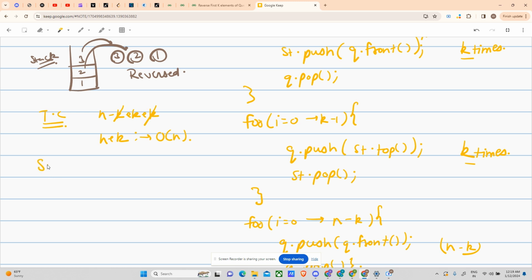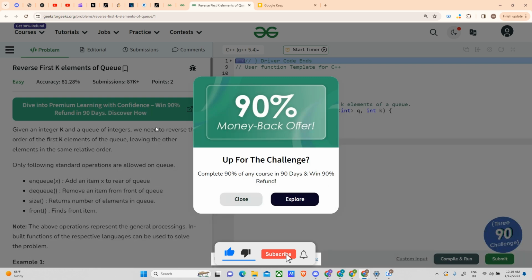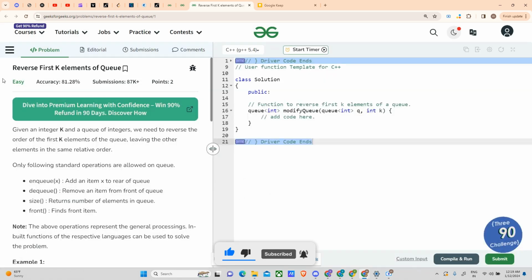And what is the space complexity? As you see, we are just using a data structure stack extra other than q. And what is the maximum size the stack will achieve? It will be O of k, right? Because we are storing only k elements into the stack, that is the only purpose of the stack. So it will be O of k. Pretty efficient algorithm. There was no need for a brute force approach in this question, and as also mentioned on GFG, it is an easy type question.